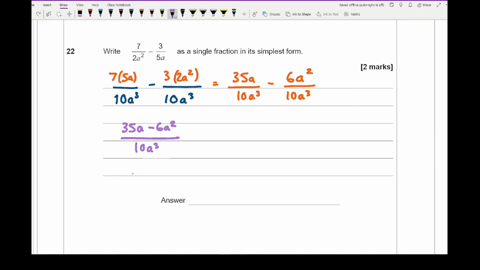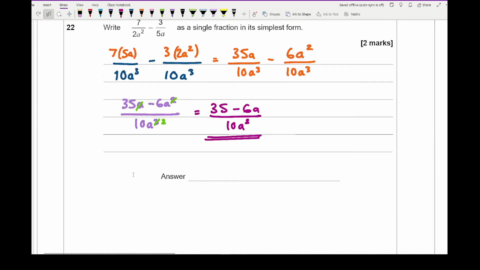Now, there is no common factor with the numbers, but there is a common factor with the letters, so I can take an a from each of those, in which what I'm left with is 35 minus 6a, all divided by 10a squared, and that, believe it or not, is the final answer. Or that should be a square.